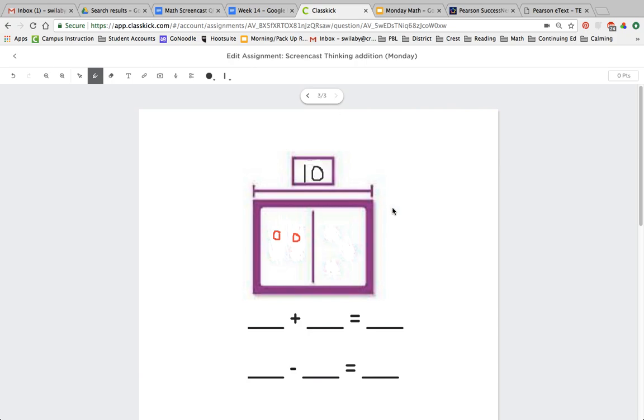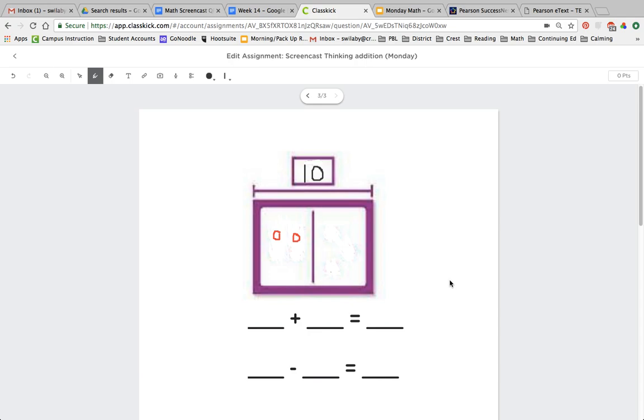So pause the video now and try and solve what would be the missing part here, and what are your 2 equations that you could use to solve, one addition and one subtraction. When you're finished and you've solved it, you can press play again to see if your answer matches mine.